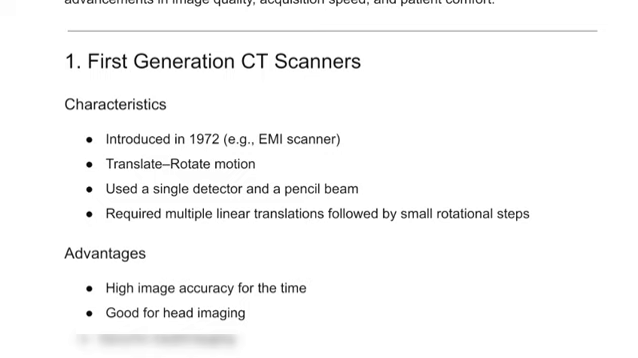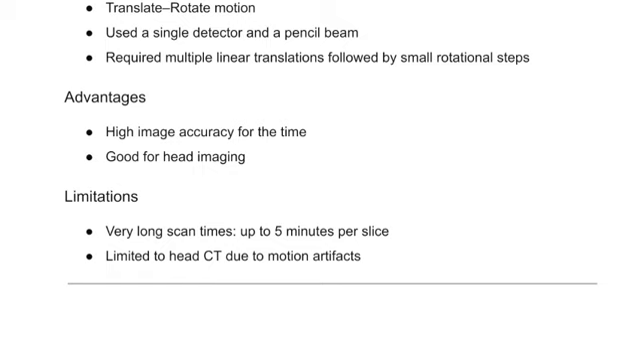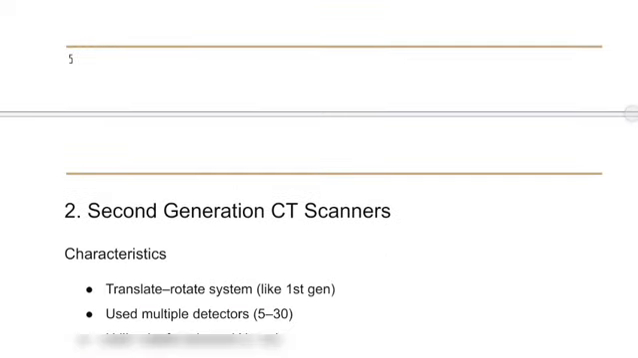It was introduced in the year 1972. That is the EMI scanner, with a rotate-translate motion, using a single detector and a pencil beam, and it required multiple linear translations followed by small rotational steps. The advantages were high image accuracy for the time and good head imaging. The limitations were very long scan times, up to 5 minutes per slice, and it was limited to head CT due to the motion artifacts.